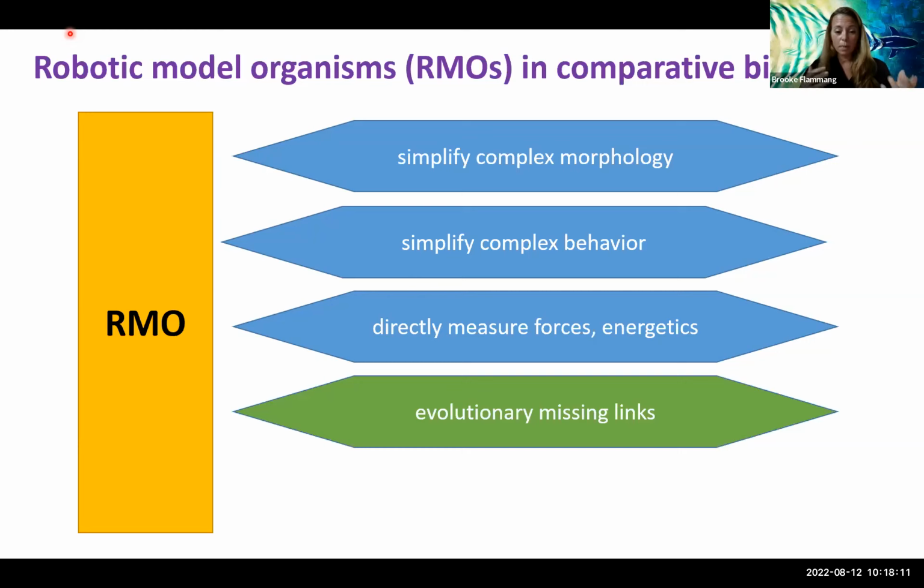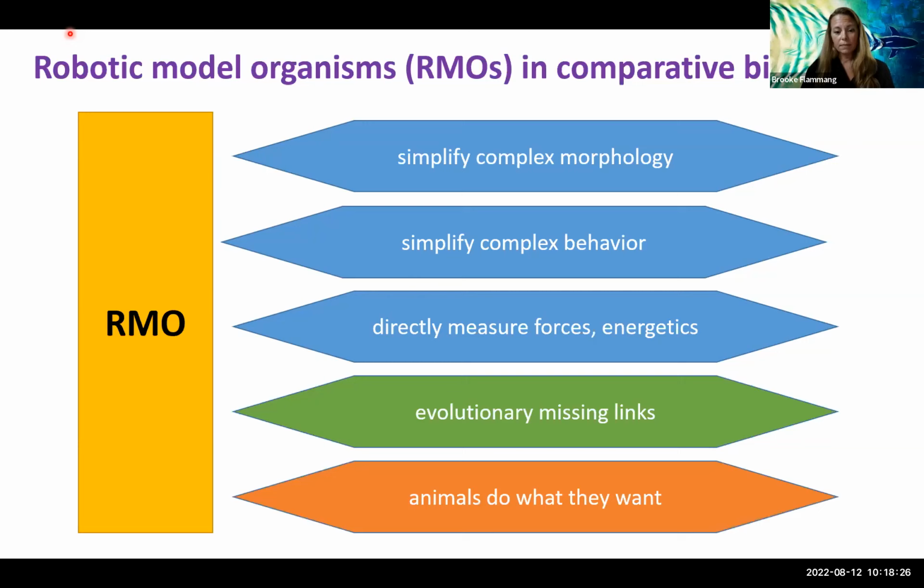Maybe your question is about animals that don't exist anymore. Maybe they're fossils, or maybe they're evolutionary missing links, and you're trying to understand an evolutionary process. Having a design that you can iteratively manipulate in order to address these questions can be really, really useful. And lastly, anybody who works with biological organisms knows they'll do whatever they want. And so if you really want absolutely precise, repeatable behavior, having something that can demonstrably do that same thing over and over again can be a really useful tool.